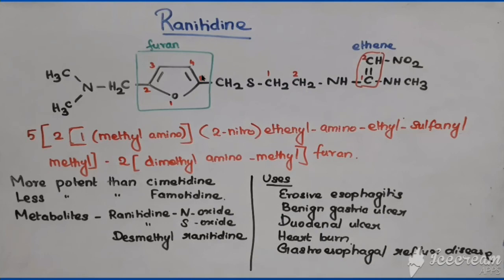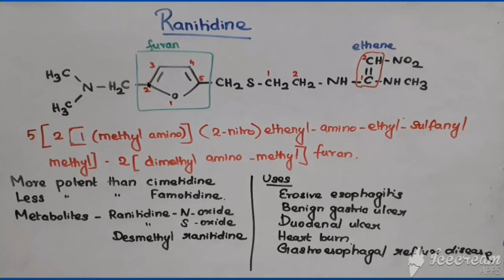Here furan would be the parent, and here in first position what would be attached? That is attached with the whole thing, and in that with the ethyl only this would be attached, that is ethene would be attached. So 5 open bracket, in the 2 again open bracket, in that 1 with the first position what is attached? Methyl amino, and with the second nitro group, this is called ethene, but it is combined with that, that's why ethenyl. This is amino, ethyl, is sulfonyl or thio, sulfonyl, then methyl. So this is for fifth position.